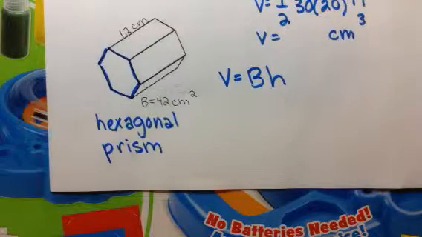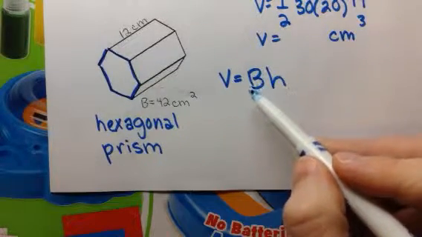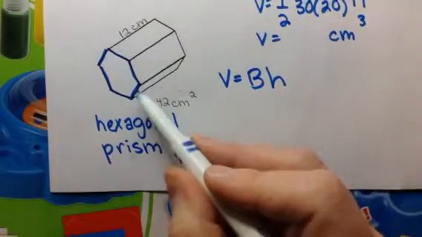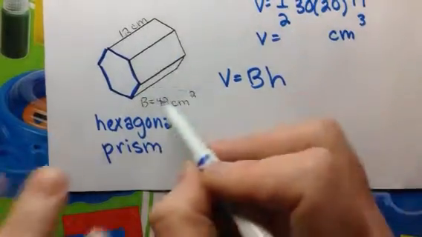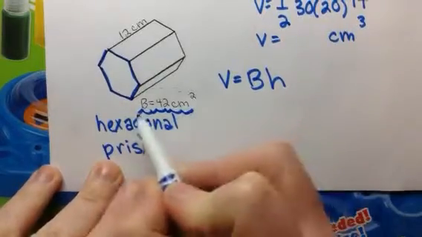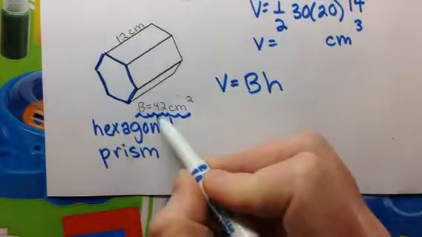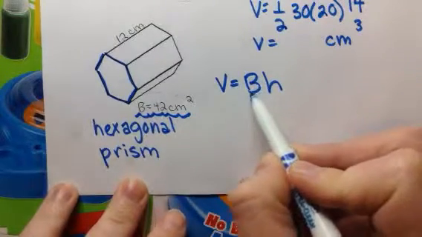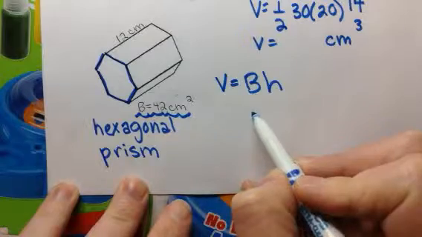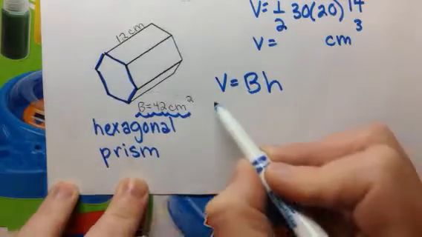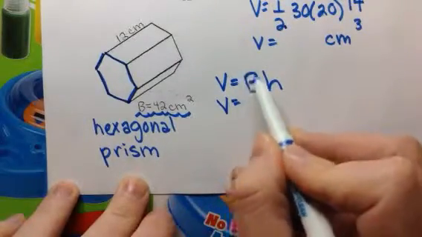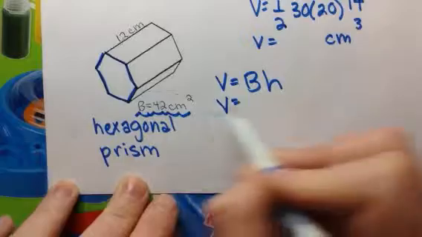Okay, so I want the volume of this hexagonal prism. Your formula chart does not have a formula for area of a hexagon. But good news, they've already found the area of this base for me, 42 centimeters squared. So I don't actually have to revise this to tell it how to get the area of a hexagon because it's given. So they've made my life a little bit easier. I just had to replace this big B right here with this area that they're giving me.